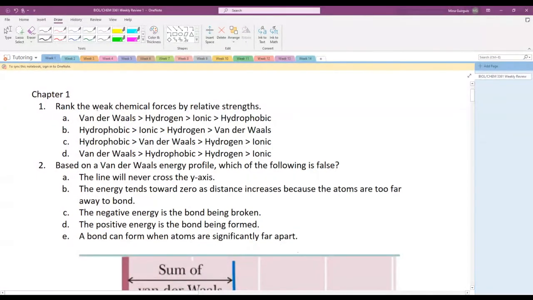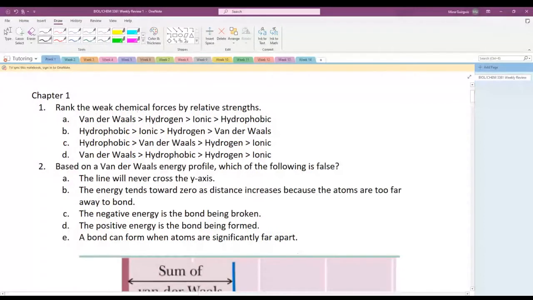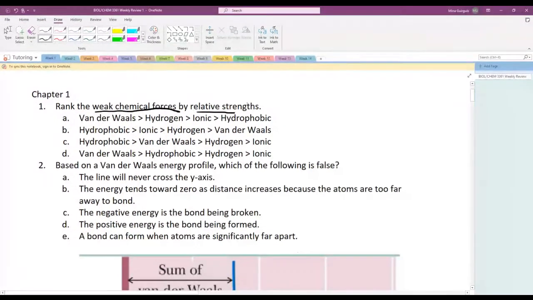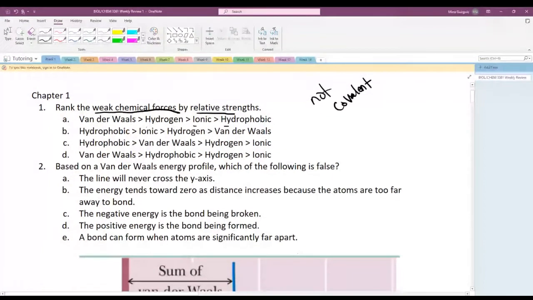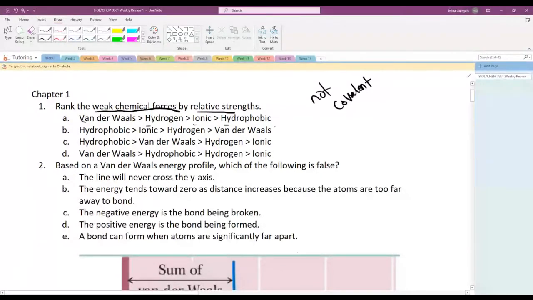For this first question, ranking the weak chemical forces by relative strengths. By weak, we mean not covalent, basically, because covalent bonds are a lot stronger. So we have hydrophobic bonds, ionic bonds, hydrogen bonds, and van der Waals attractions. Just a very quick recap of each of these.